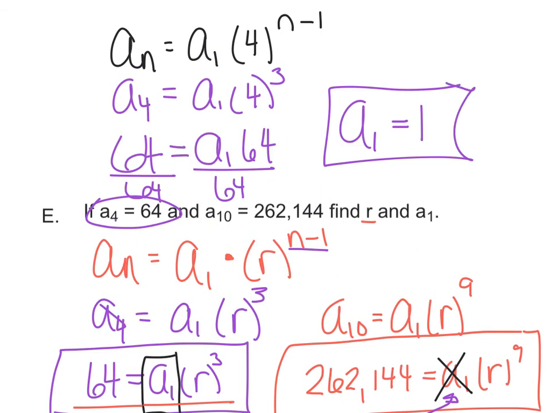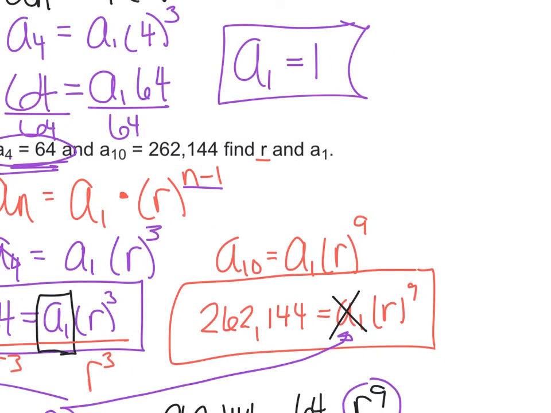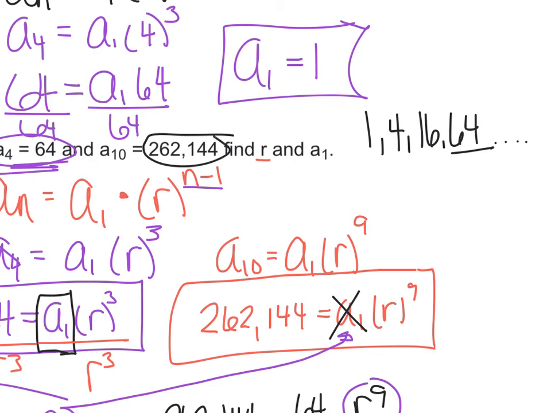Now, how can you check if you're right? Well, you know the fourth term is 64, so we could work it out real quick. If my first term is 1 and my ratio is 4, the next term would be 4, then 16. And if I multiply that, I should get 64, and there's my fourth term that matches. And if I were to keep going multiplying by 4, my 10th term better check out to be that.